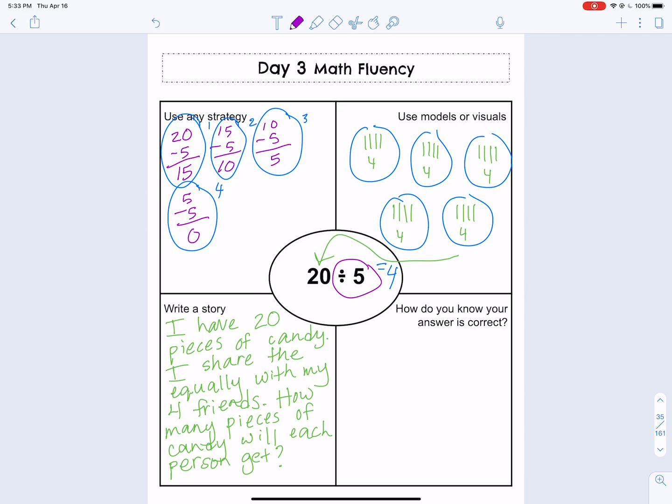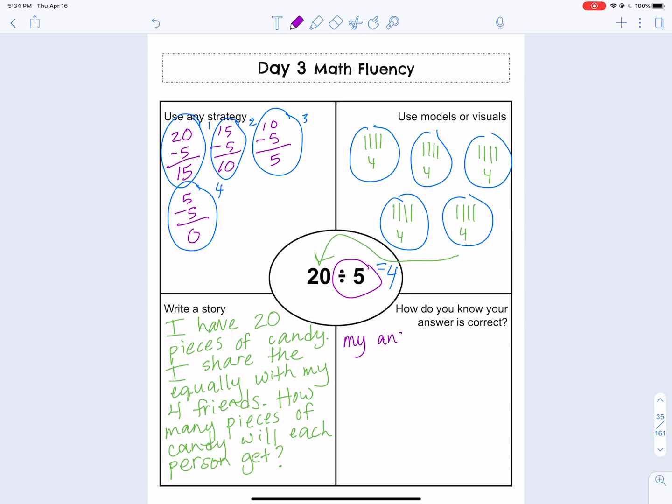Something like that. I usually like to try and practice what I'm going to say out loud before I start writing because it's a little bit messy at first. I don't know exactly what I'm going to say. So I think I'll talk about my equal sharing example. So how do you know your answer is correct?